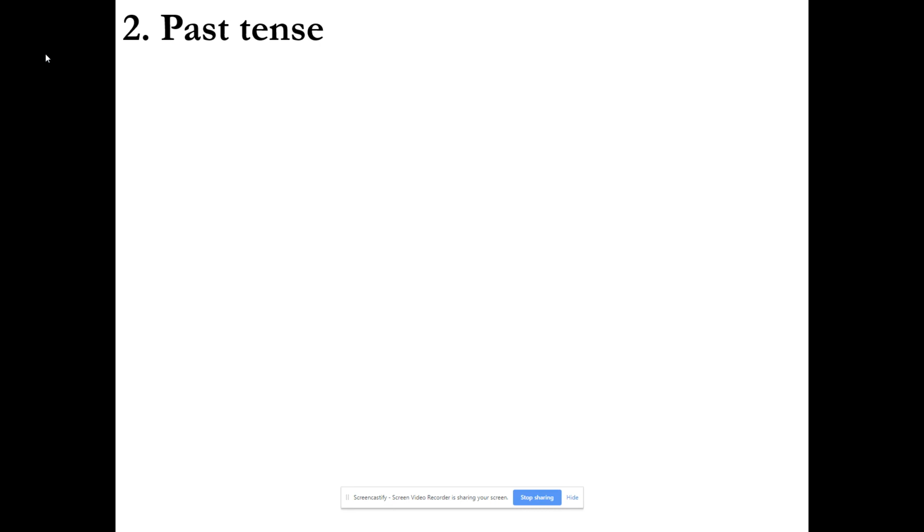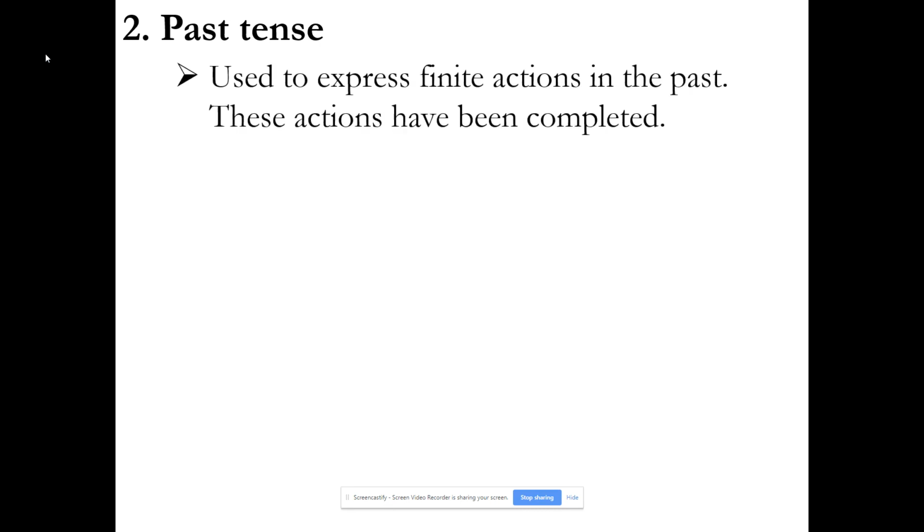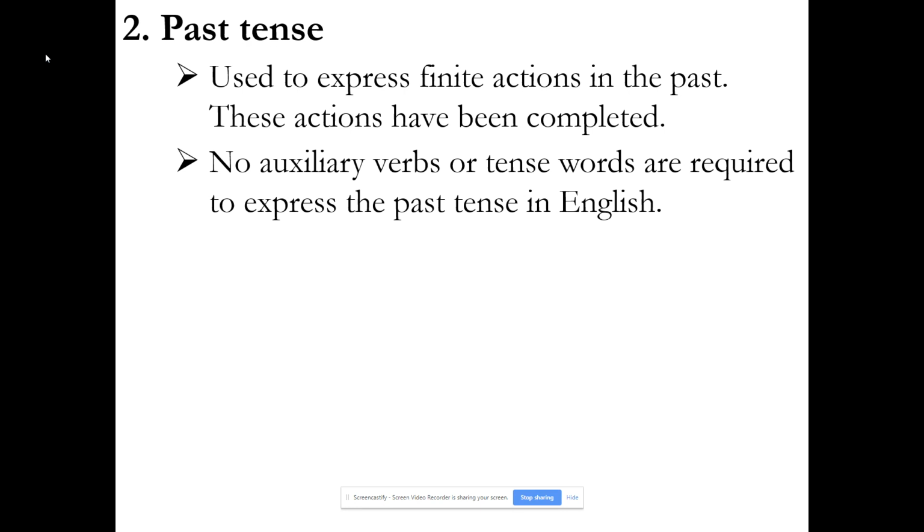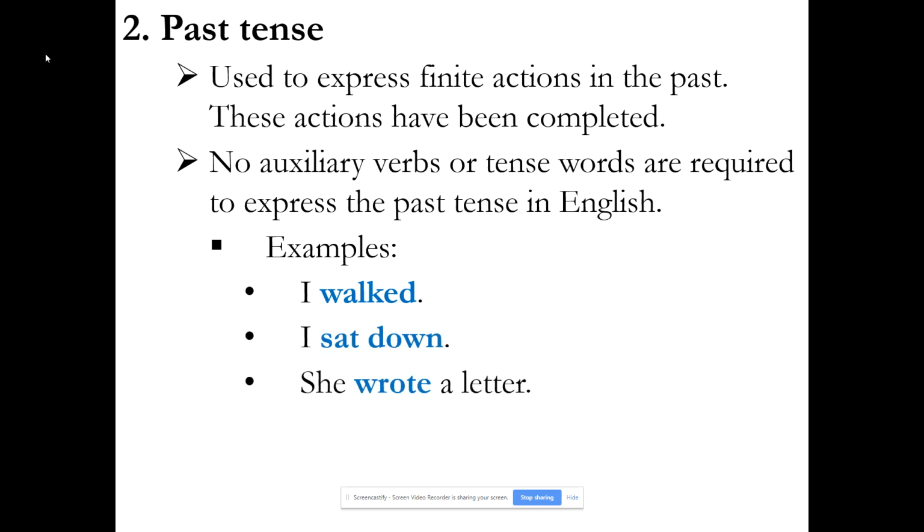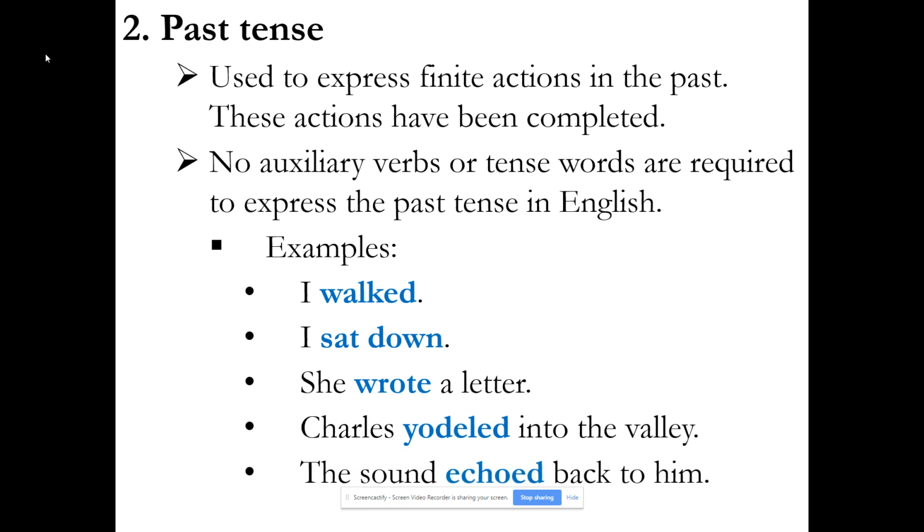All right. Past tense. So past tense is used to express finite actions in the past. These are actions that have been completed. We also don't need any auxiliary verbs or tense words in English to express the past tense. Verbs just change a little bit. So from I walk, present tense, to I walked, past tense. I sat down. She wrote a letter. From sit, present, to sat, past. From write, present, to wrote, past. Charles yodeled into the valley. And then the sound echoed back to him.